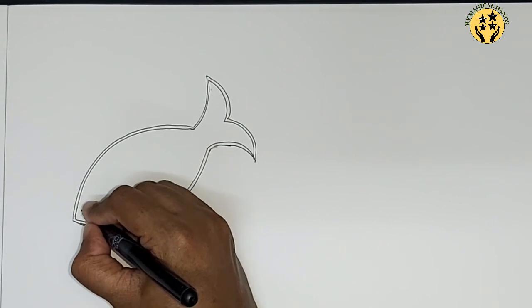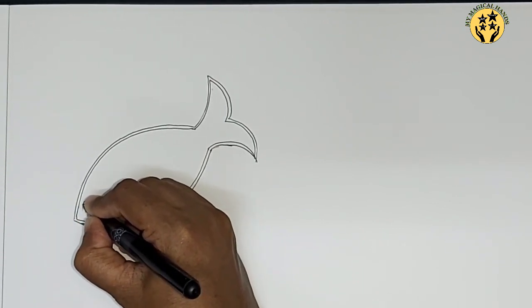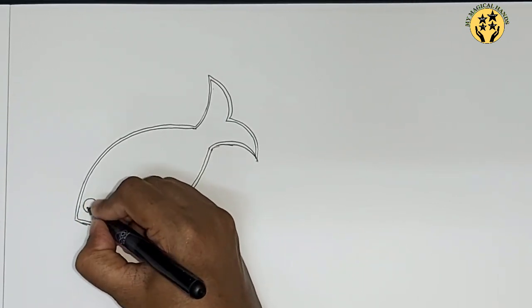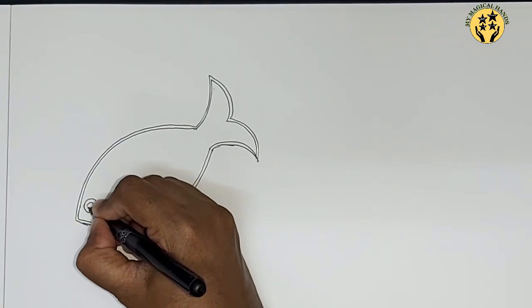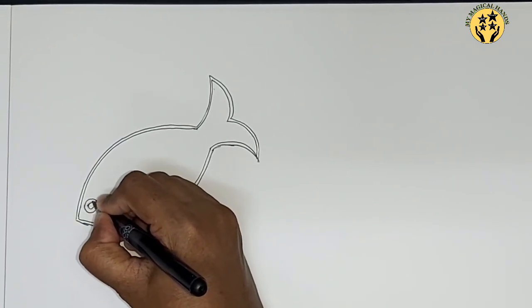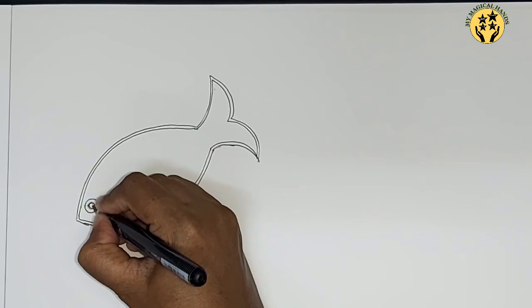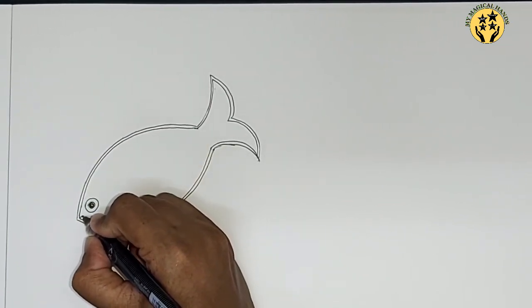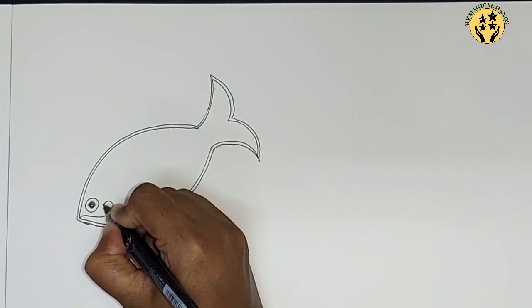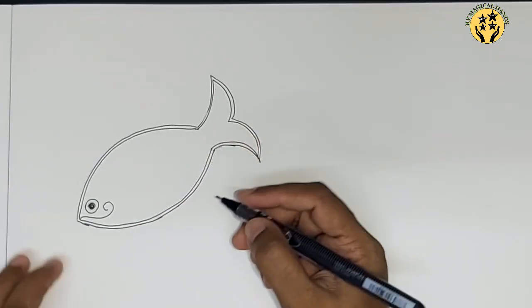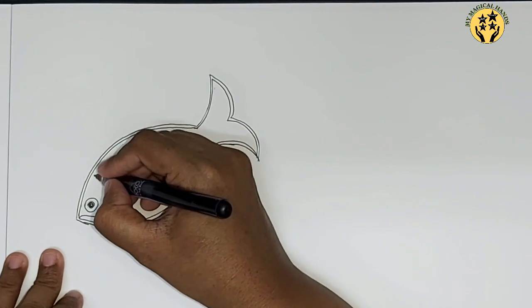To make the eyes, just draw the circle. Inside, you fill the circle with black to give the real eye look. Now we are going to make the mouth area. Just I draw the curve.